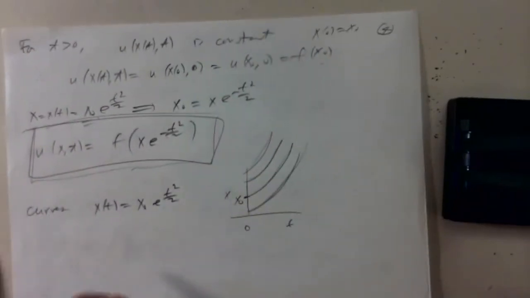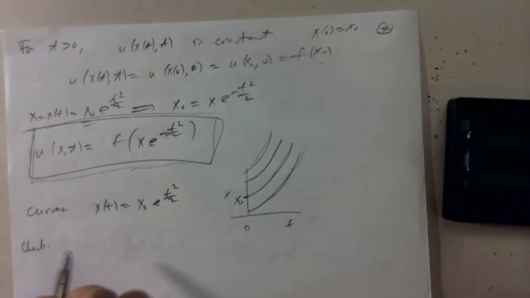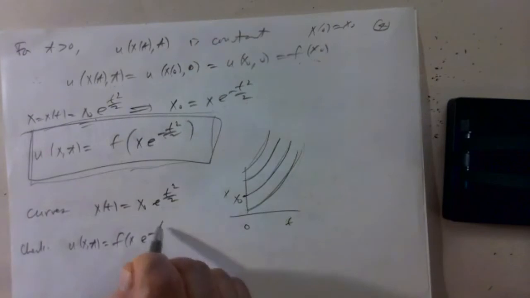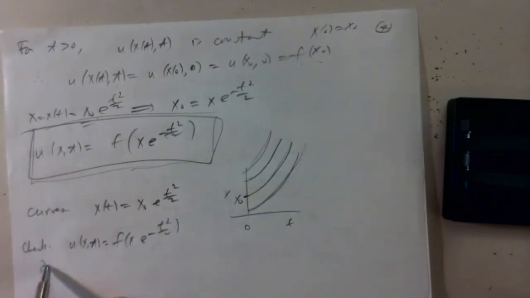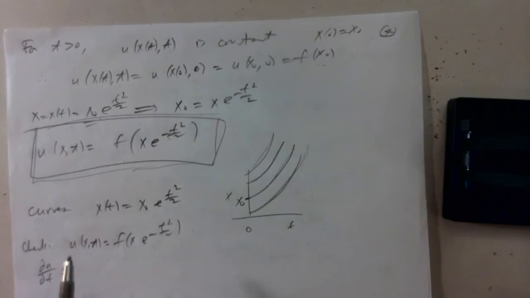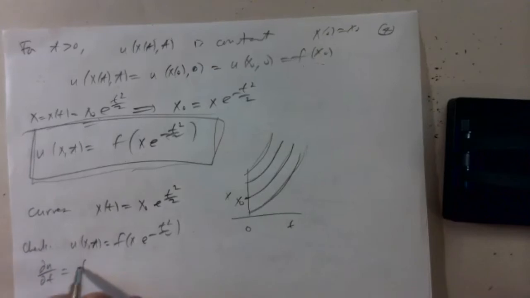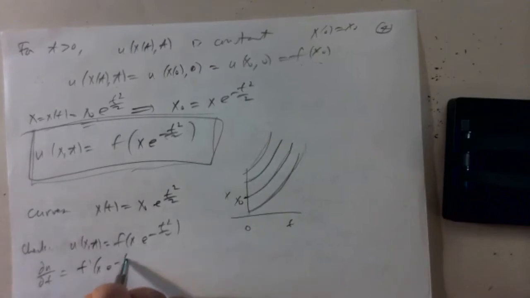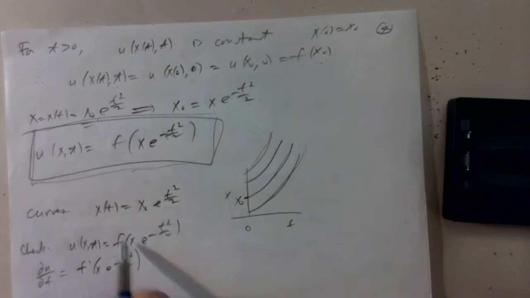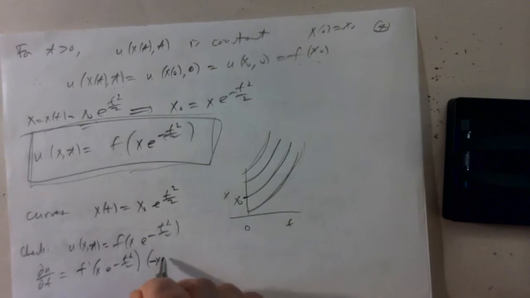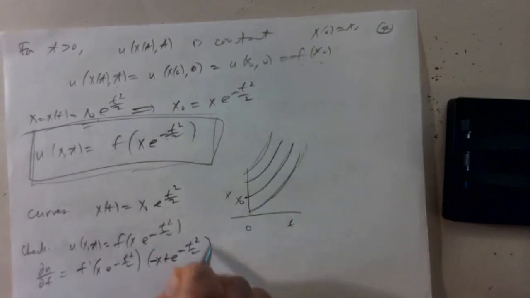Let me just check this, just so we see that it's really true. So u of x t is f of x e to the minus t squared over 2. So the partial of u with respect to t, holding x constant, is f prime of x e to the minus t squared over 2 times the derivative of this with respect to t, which is x minus t e to the minus t squared over 2.